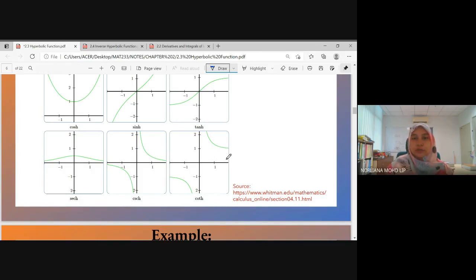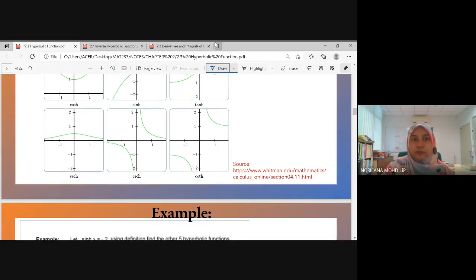And the range is from, okay, range for this one is negative 1 until negative infinity, and this one is from 1 until positive infinity. For this one we just need to know the domain and range. It will not be asked in the final. In the final you have to apply derivatives and integrals for the hyperbolic functions. For graphs, we only focus on log and trigonometric functions based on the chapter.